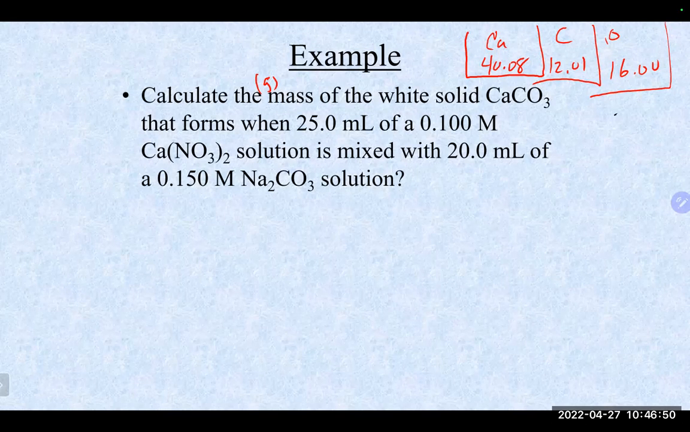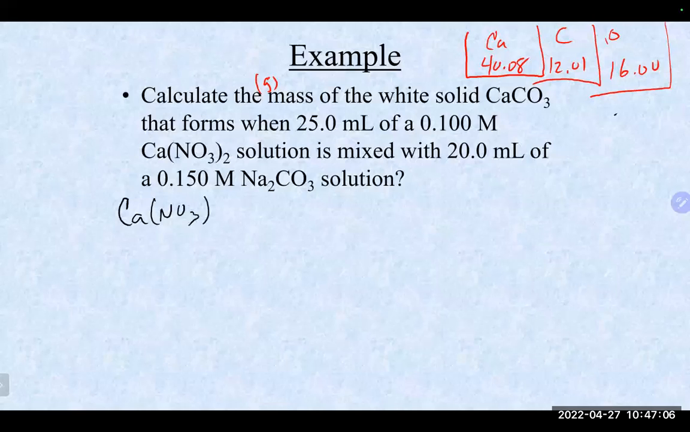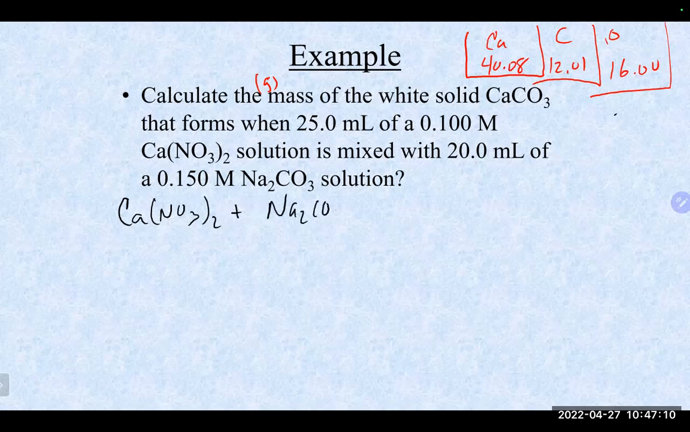All right, let's take a look. So it is obviously a stoichiometry problem. We're mixing calcium nitrate with some sodium carbonate, so we do need an equation to do that. That's a good place to start. So we're going to do a little calcium nitrate, plus some sodium carbonate. And you should be able to recognize this as a double displacement reaction.